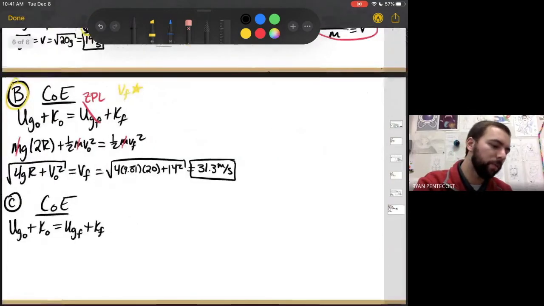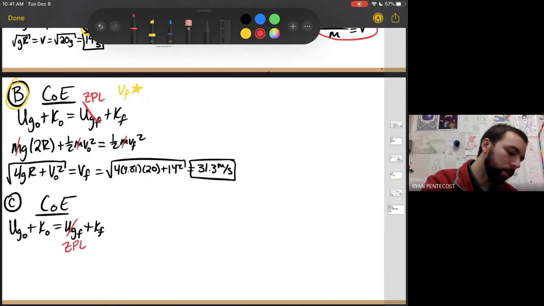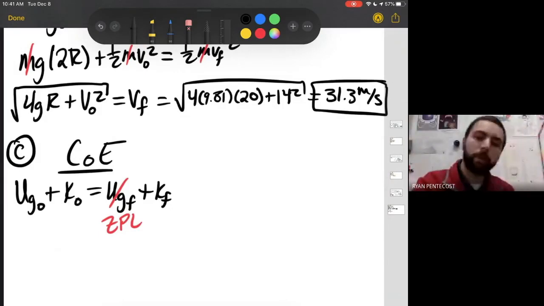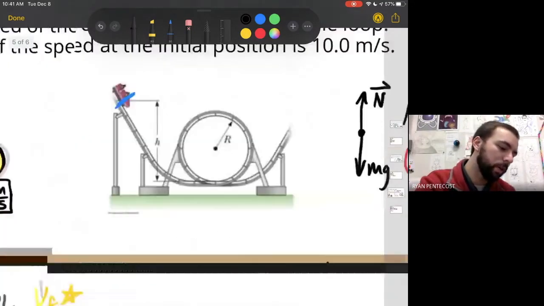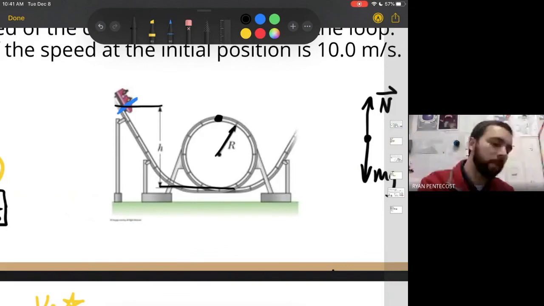Well, we know our final velocity is 31.3. That's actually at the bottom. So we could say that this is our ZPL and our final velocity is 31.3. Actually, you know, if you did this, you could find the height. So it wants the height, right? H is from the bottom of the loop to here. You could use the top of the loop and find that H, then just add to R. That's possible. But just to make things easier, let's make the ground the ZPL.